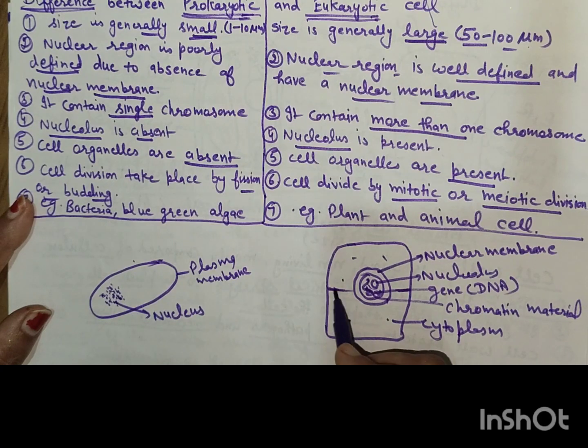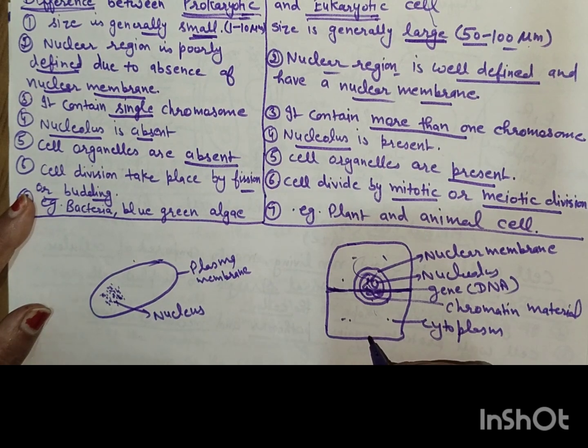This is the cell plate. Here the cell plate is formed, and then this cell will break down into two cells, and this is the nucleus of this cell and this is the nucleus of this cell.